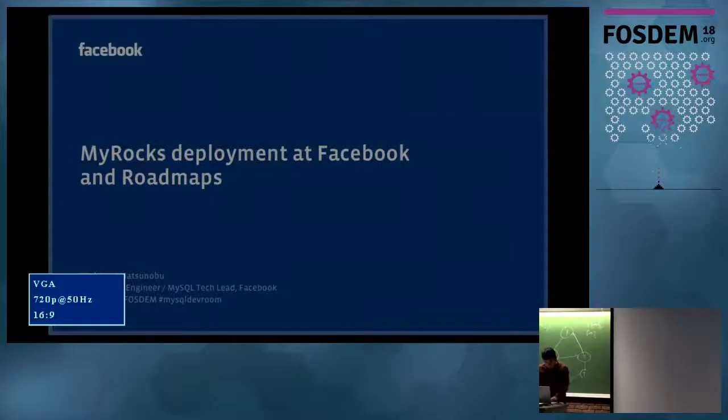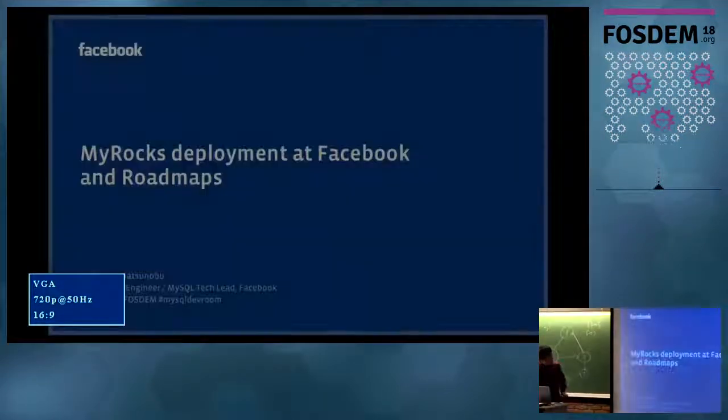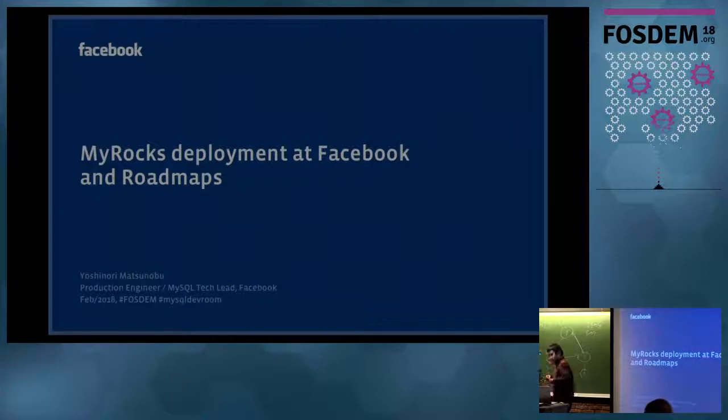Okay, it's a configuration variable. The question was, what happens if the master dies and all of the replicas are really lagging? There's a configuration variable to say whether this is okay and you prefer to promote, or you want to not promote and avoid losing data.